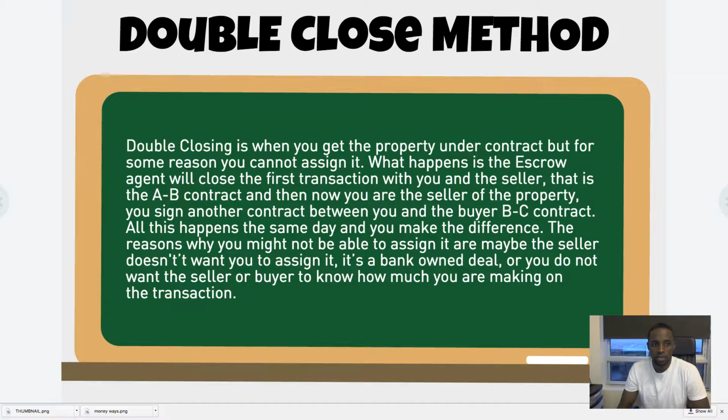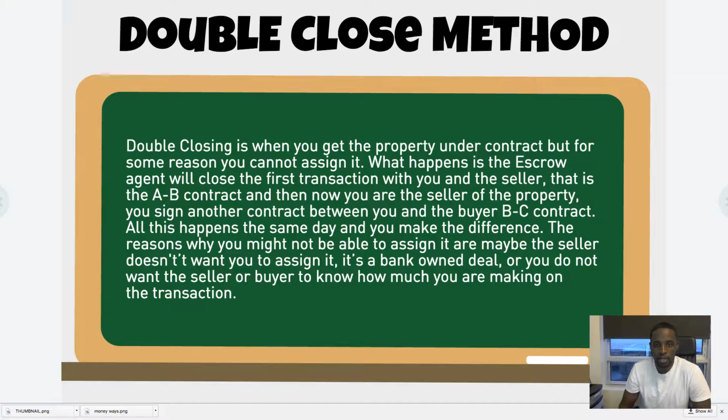What happens is the escrow agent will close the first transaction with you and the seller. That's the A to B contract. You and the seller, we close that one. Maybe the same day or the day after, you sign a contract, or you've already signed a contract with the buyer and a contract with the seller. But the escrow agent closes the first A to B contract. Now you own the property. You close on that first one, but then you use the proceeds from the second transaction to fund the first transaction.